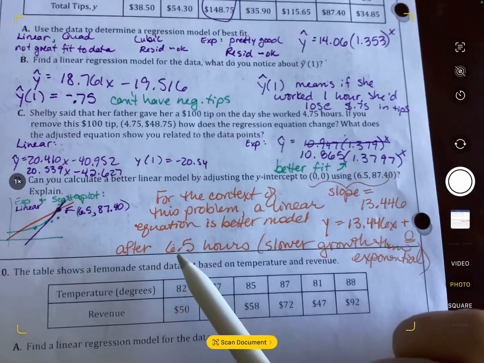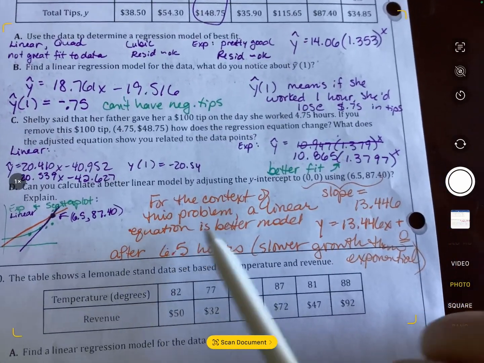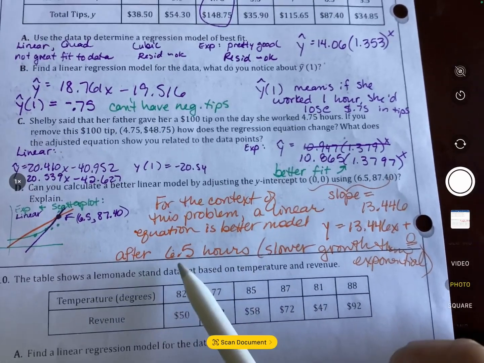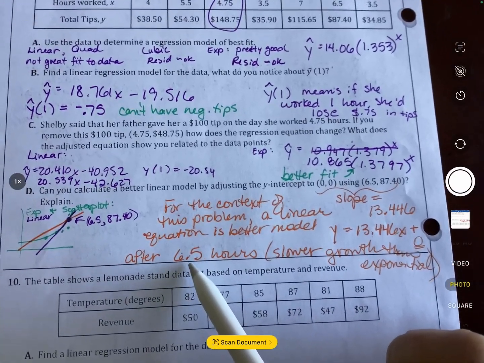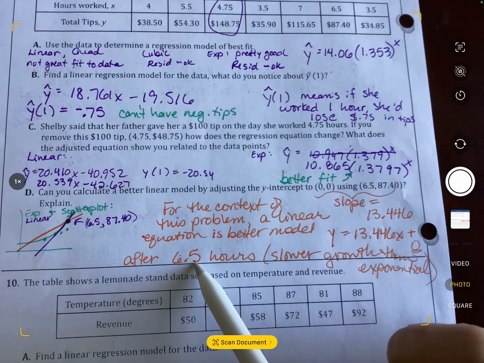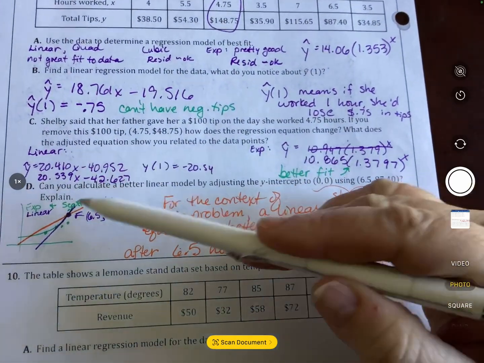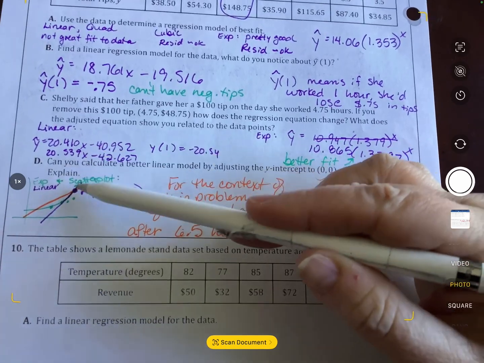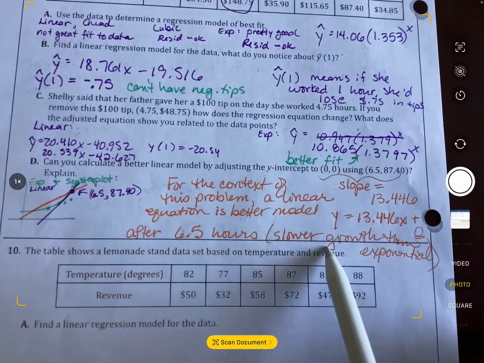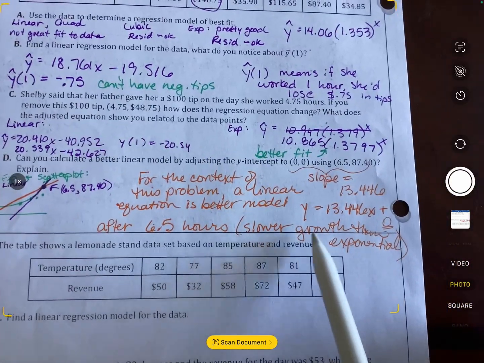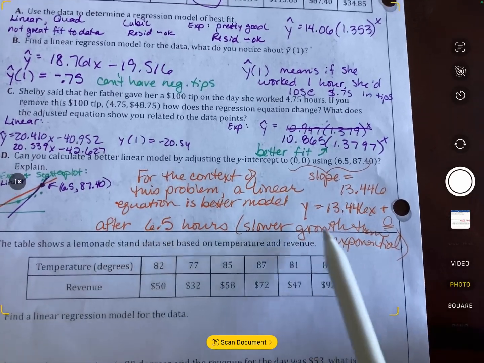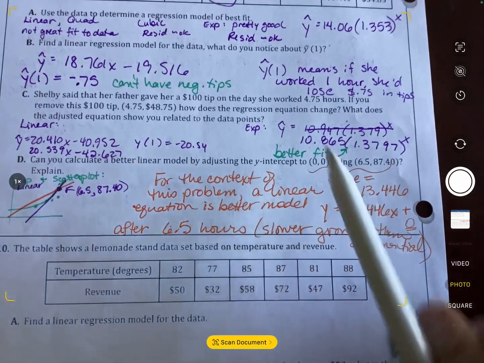So it was saying, or basically you can say or analyze, that after 6.5 hours, the better fit exponential isn't really a good fit anymore because it's going up really fast. And you want it to be more linear, slower growth. Linear is slower growth than exponential. So that's all you had to say.